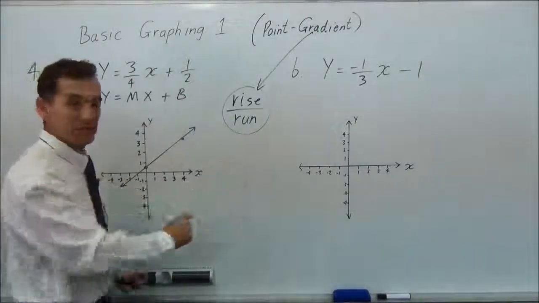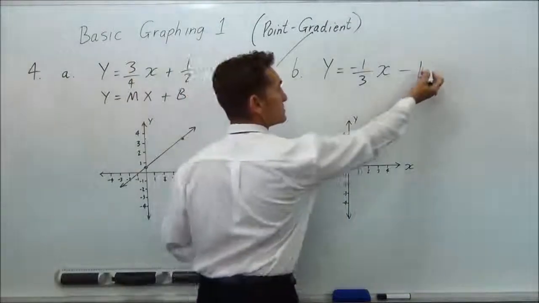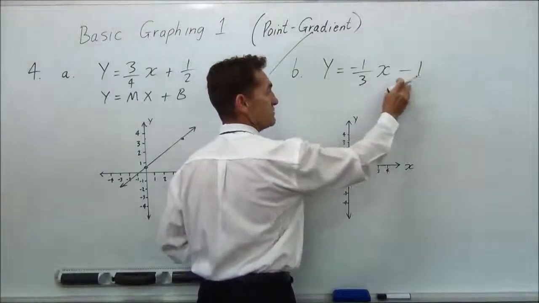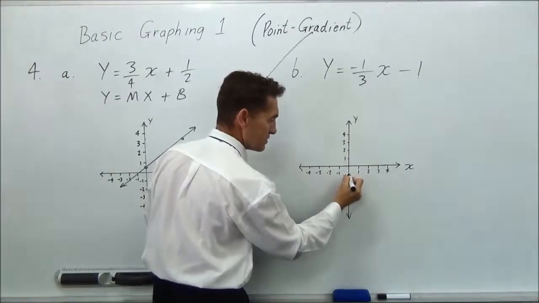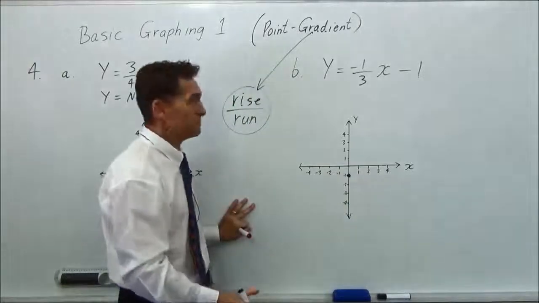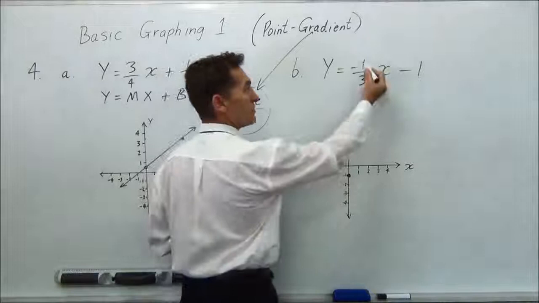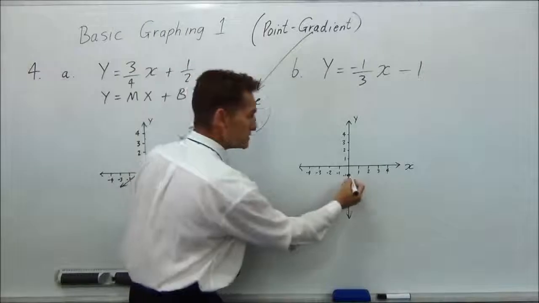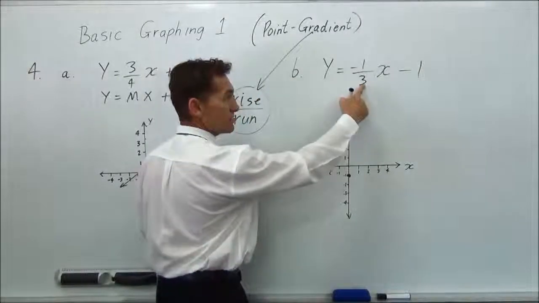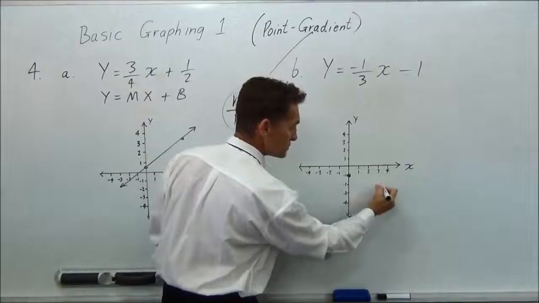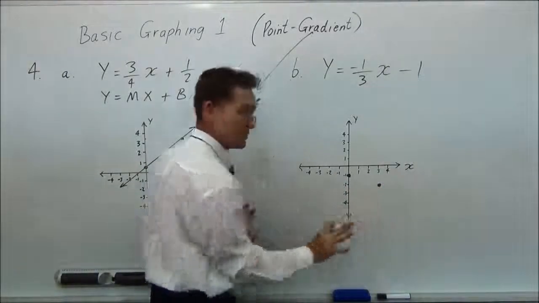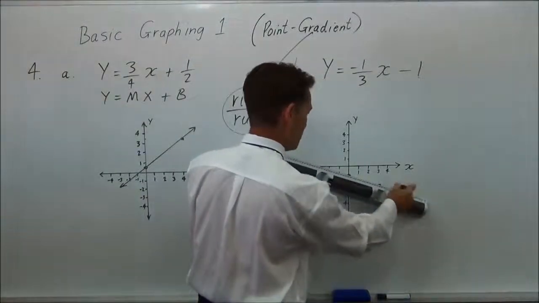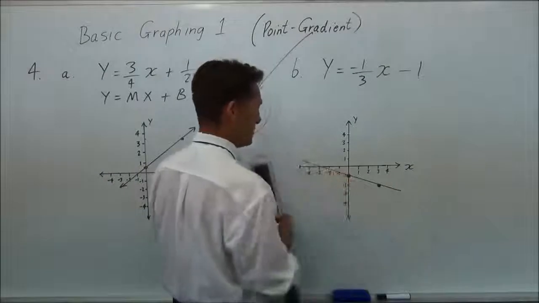So let's go over and let's do this one. So here's our y-intercept. So y equals mx plus b, or in this case it's negative. So we're going to put a dot at negative 1. That's our first dot. We want one more point. Rise over run. So in this case it rises negative 1. So we're going to go down 1. We're still going to run across 3, so 1, 2, 3. Put our second dot, and that's it. We only need two dots. Join the dots, draw a line, and that's our answer.